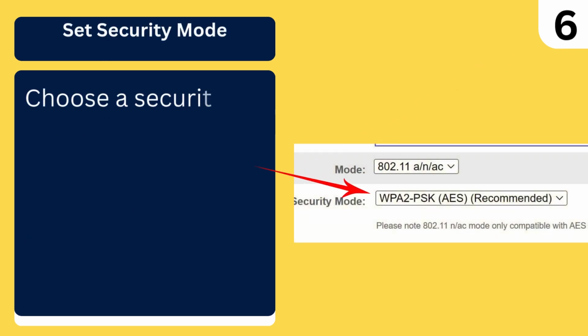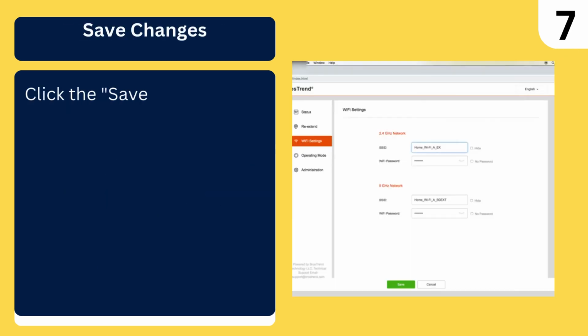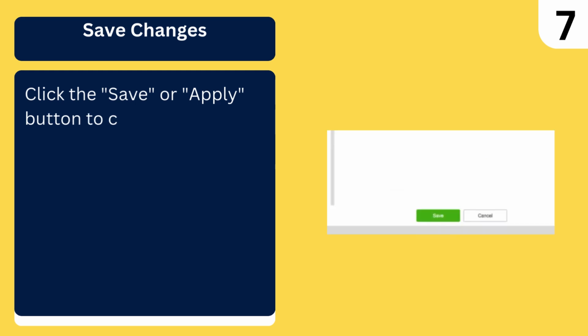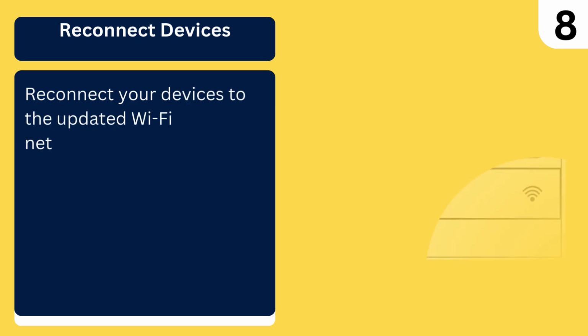6. Set security mode. Choose a security protocol like WPA2 for better protection. 7. Save changes. Click the Save or Apply button to confirm the settings. 8. Reconnect devices. Reconnect your devices to the updated Wi-Fi network.